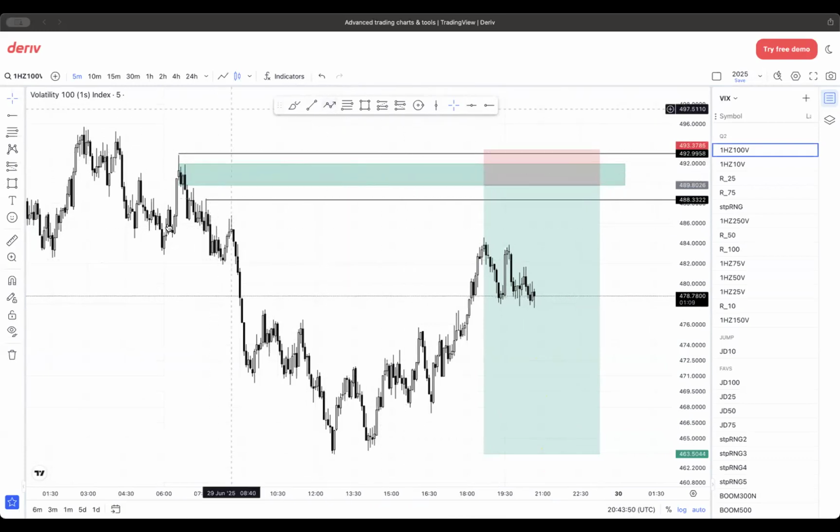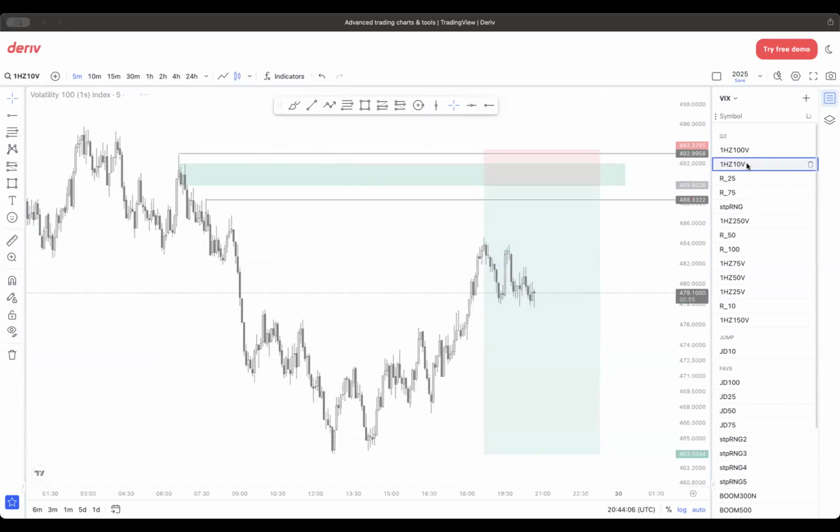Okay, so we can have this setup for now on V100s, but we'll tag this a B plus, a high risk setup. So you don't want to risk very, very much. If you're risking $100, you want to reduce your risk to as low as $25. All right, so now let's check V10s.